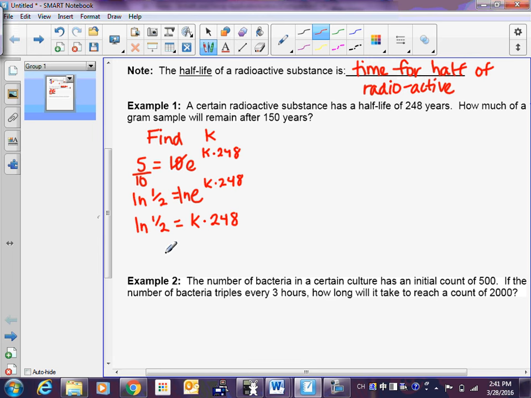And then what's the very last thing we would do to get k by itself? Divide by 248. So we have a little trick. If you're good with remembering, here's the trick to finding k in a half-life problem: natural log of a half divided by the half-life. If you don't like the trick, then you got to do this algebra. It wasn't really that hard either way.